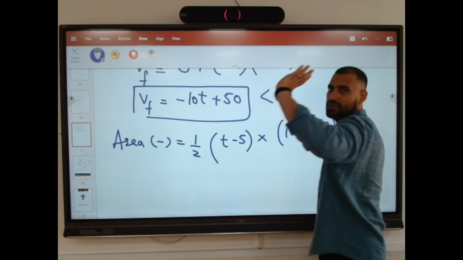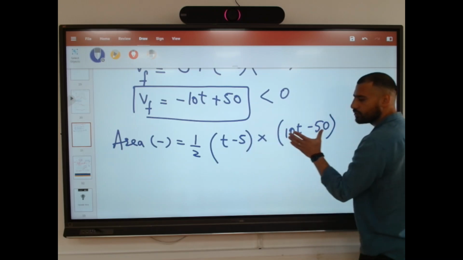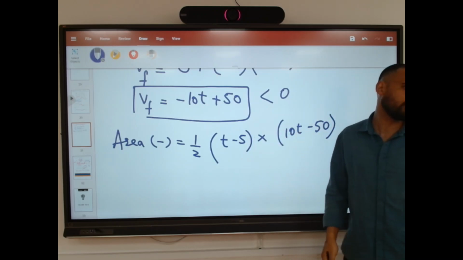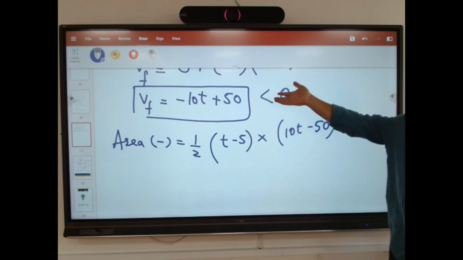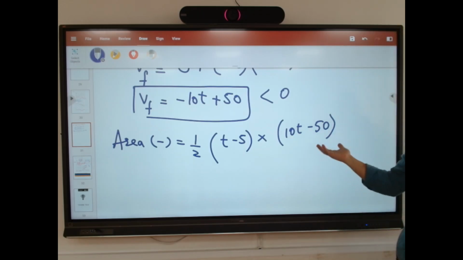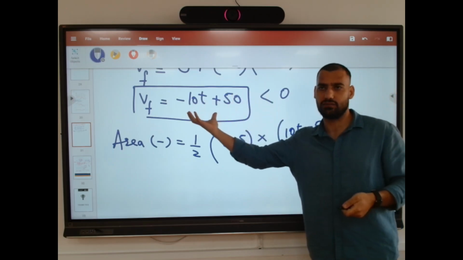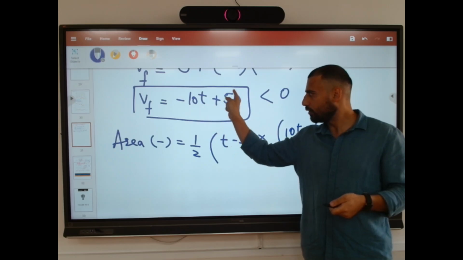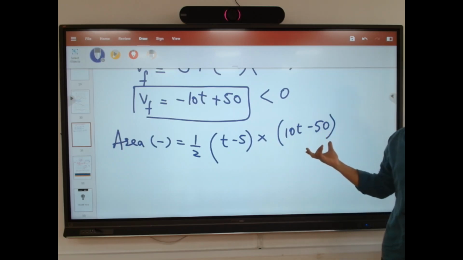Because see, final velocity is negative, isn't it? But when I find the area, it is half of base into height. Height I will not take negative because area is not negative. Area is positive. Then we will convert it into negative because we know below it is negative. When you find the area, the value of height cannot be negative. So I will write the positive value of final velocity, which is this. Is that fine? Is that clear?